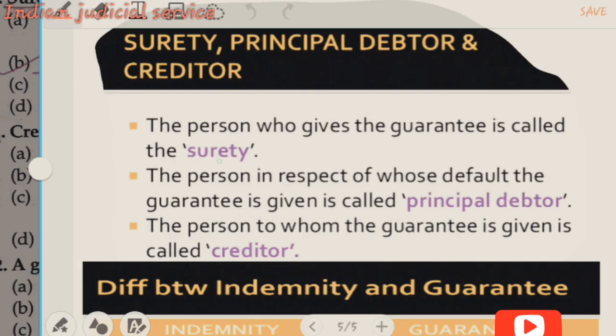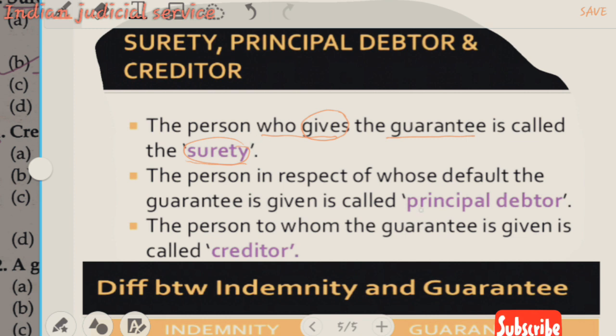So the first topic here is surety. Who is a surety? This is very important. A person who gives the guarantee is called a surety. So a surety is a person who gives the guarantee.